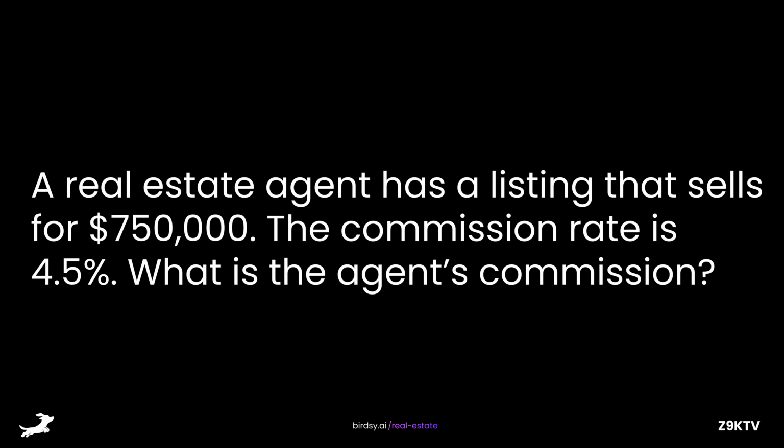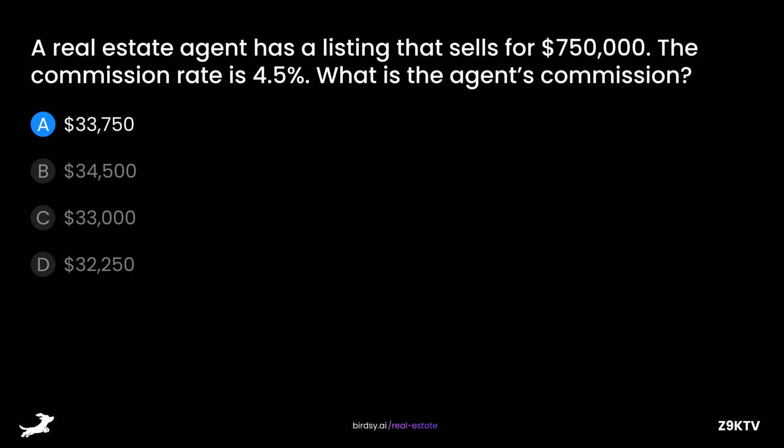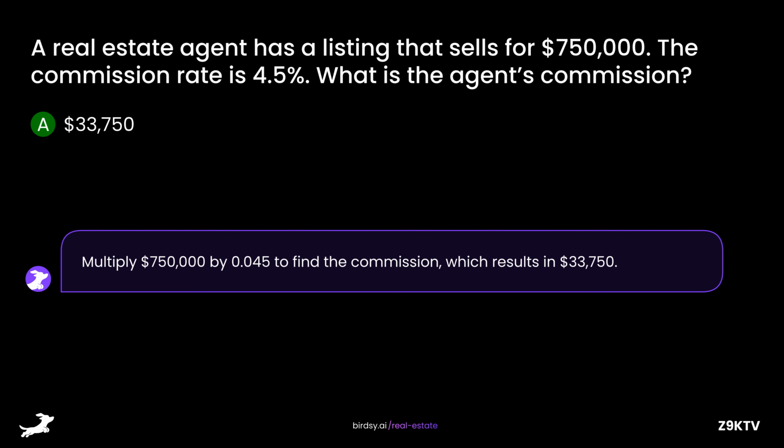A real estate agent has a listing that sells for $750,000. The commission rate is 4.5%. What is the agent's commission? Is it A, $33,750, B, $34,500, C, $33,000, or D, $32,250? The answer is A, $33,750. Multiply $750,000 by 0.045 to find the commission, which results in $33,750.